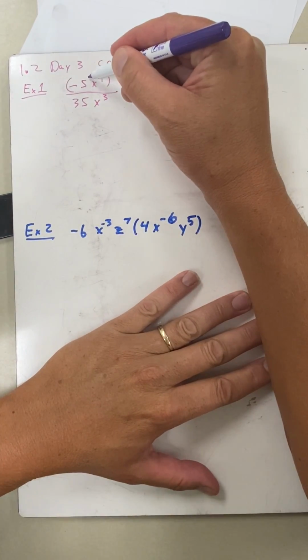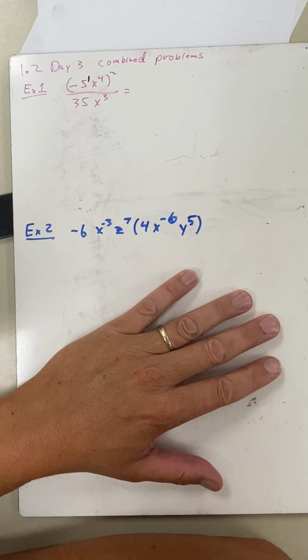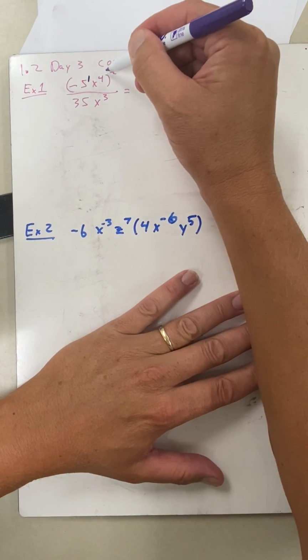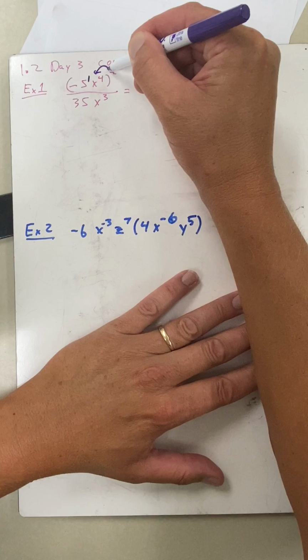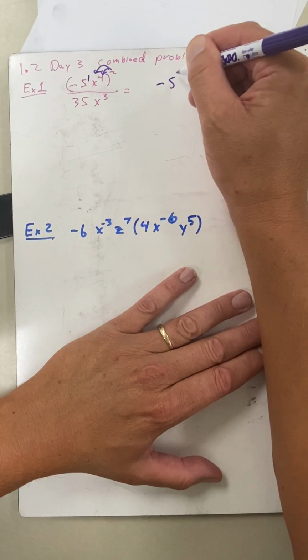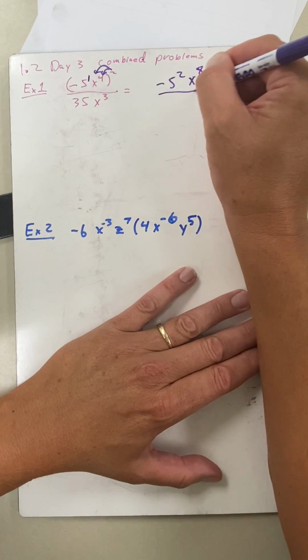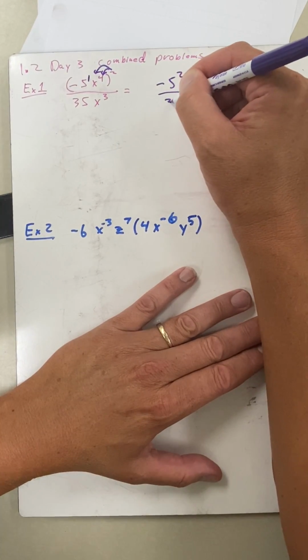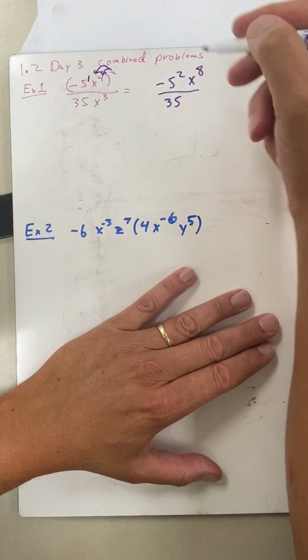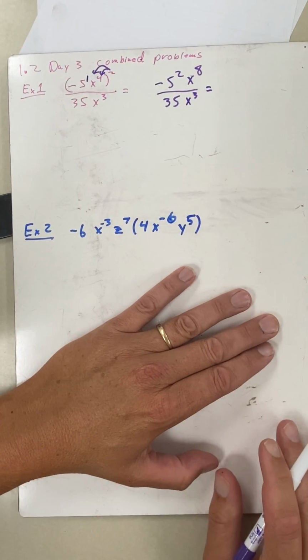We also have a number here that has a power of 1. So the first thing I'm going to do is distribute that 2. I'm going to take the 1 times that and the 2 times that one, and we will get negative 5 to the second power, x to the 8th. The denominator does not have that power of 2. It's not in the parentheses, so I'm just going to rewrite it. And now we just have to simplify.